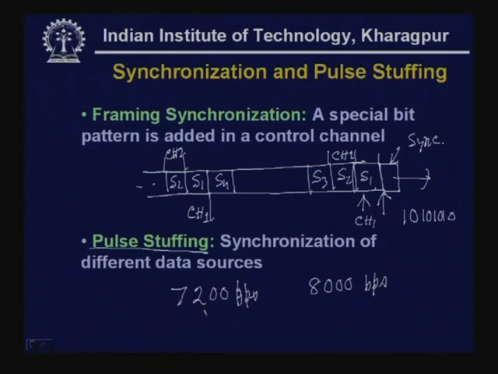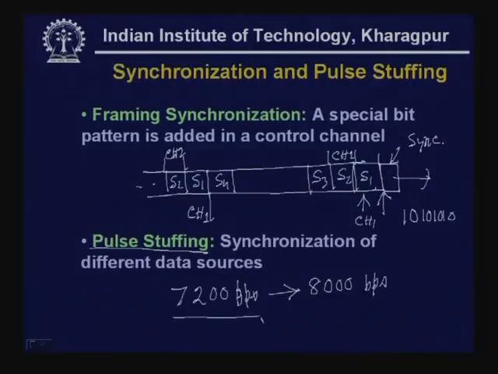So, what is done? Some dummy bits are inserted to generate a data rate of 8000 bits per second, then they are sent to the receiver, and at the receiving end the additional bits which are received are separated out to get back the original data, which has the data rate of 7200 bits per second. So, this is how pulse stuffing is done. Later on we shall take up an example to discuss it.